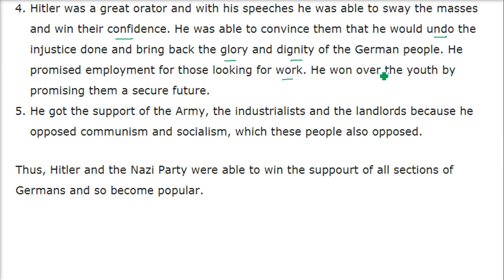He won over the youth by promising them a secure future. He got the support of the army also, the industrialists, the landlords, because he opposed communism and socialism, which these people also opposed. This is how Hitler and the party he belonged to, the Nazi party, were able to win the support of all sections of Germans, and that is how they became popular.